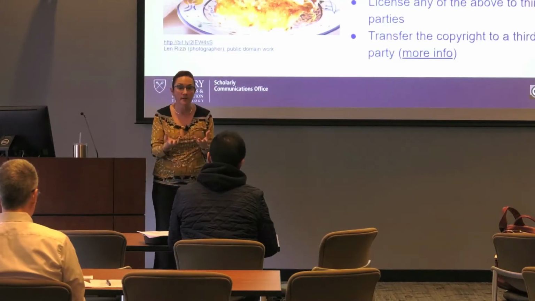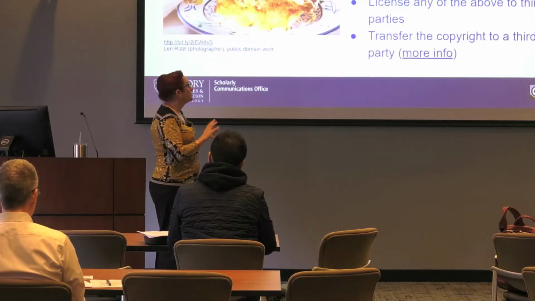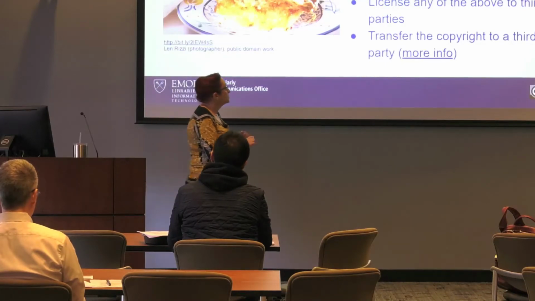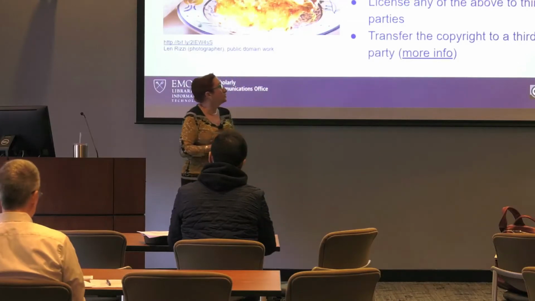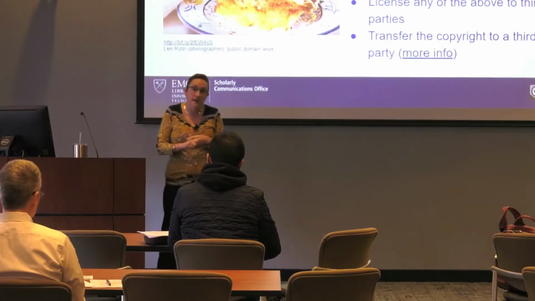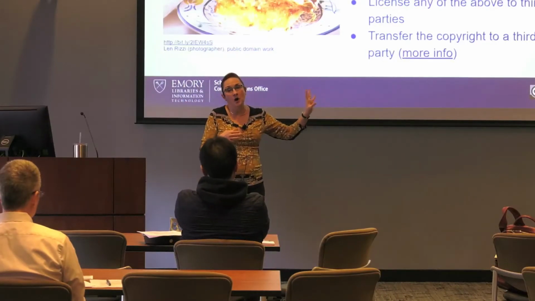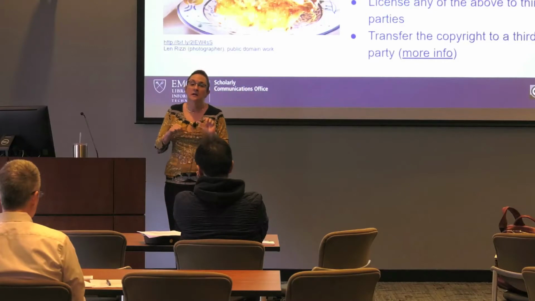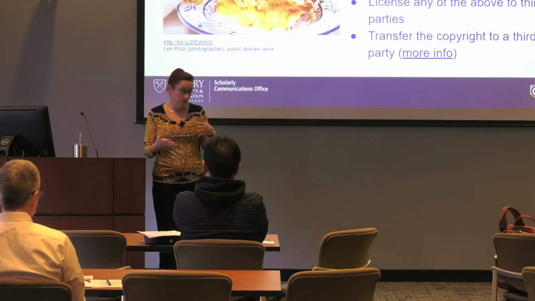So when you have a copyright to something, it gives you the right to make copies of that thing, to distribute that thing, to prepare derivative works of that thing, to publicly perform or display that thing, and that really has a lot more to do with music and art and sculpture and things like that. But, you know, I guess you could figure out how to do an interpretive dance of your journal article.